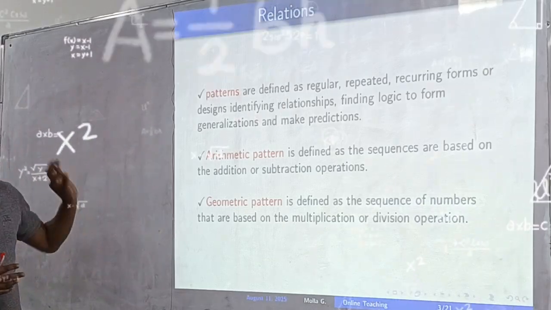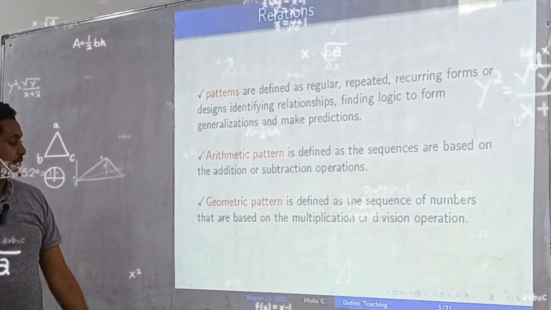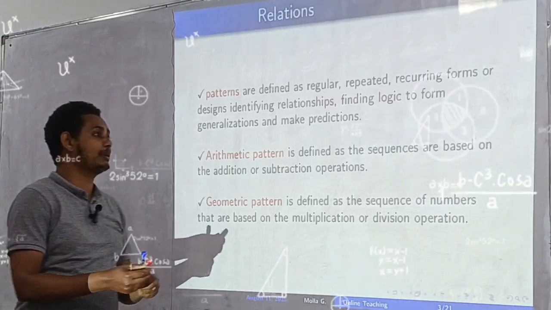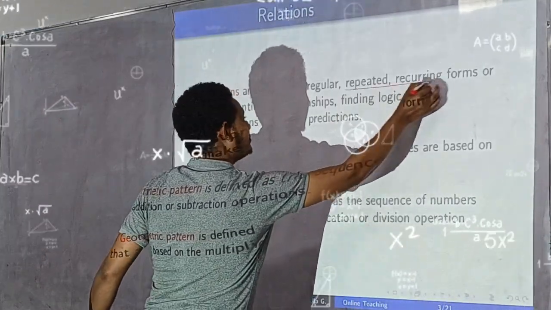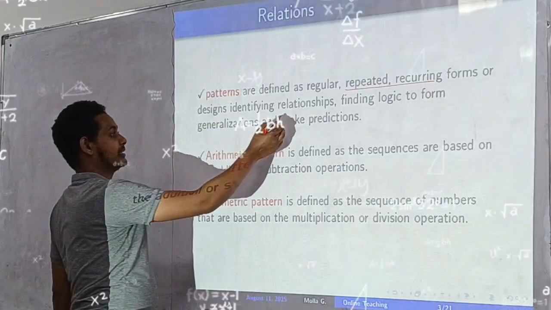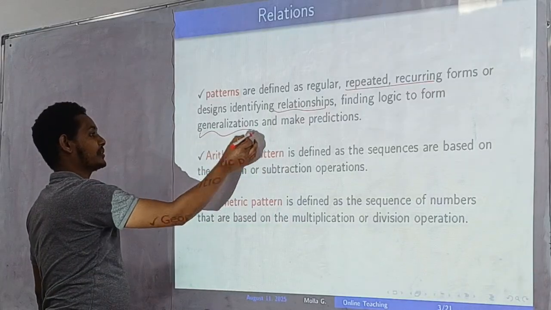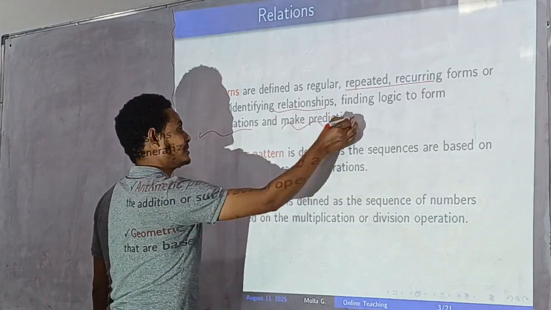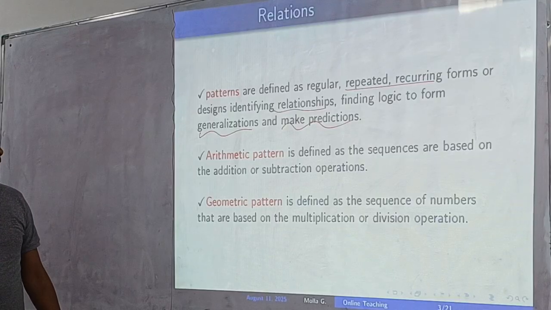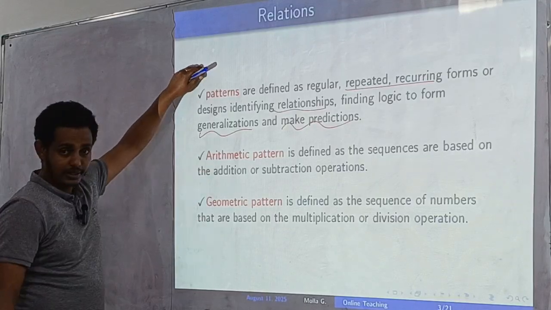Then we will have different types of patterns, especially arithmetic and geometric patterns. Patterns are simply defined as regular, repeating, recurring forms. Repeated, recurring forms are designs identifying relationships, finding logic to form generalization, and it helps us to predict what comes in the future. Then basically we can classify patterns in two ways.